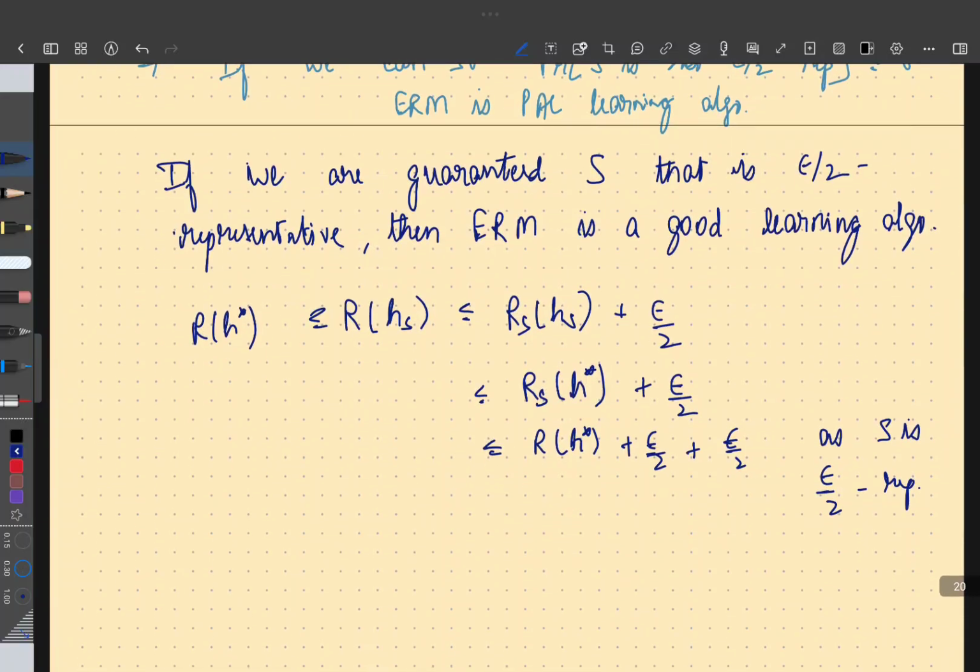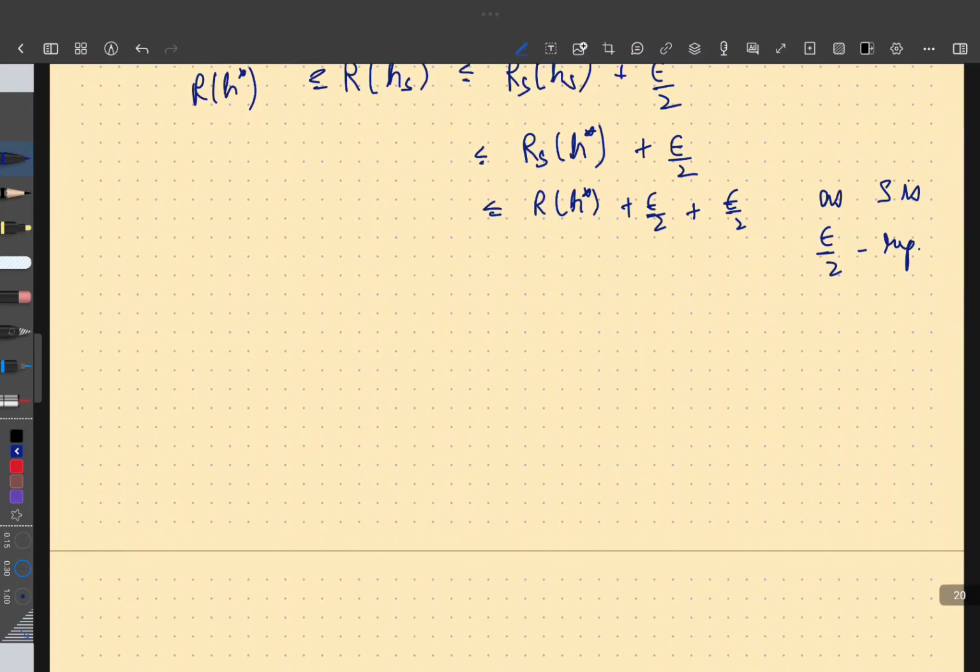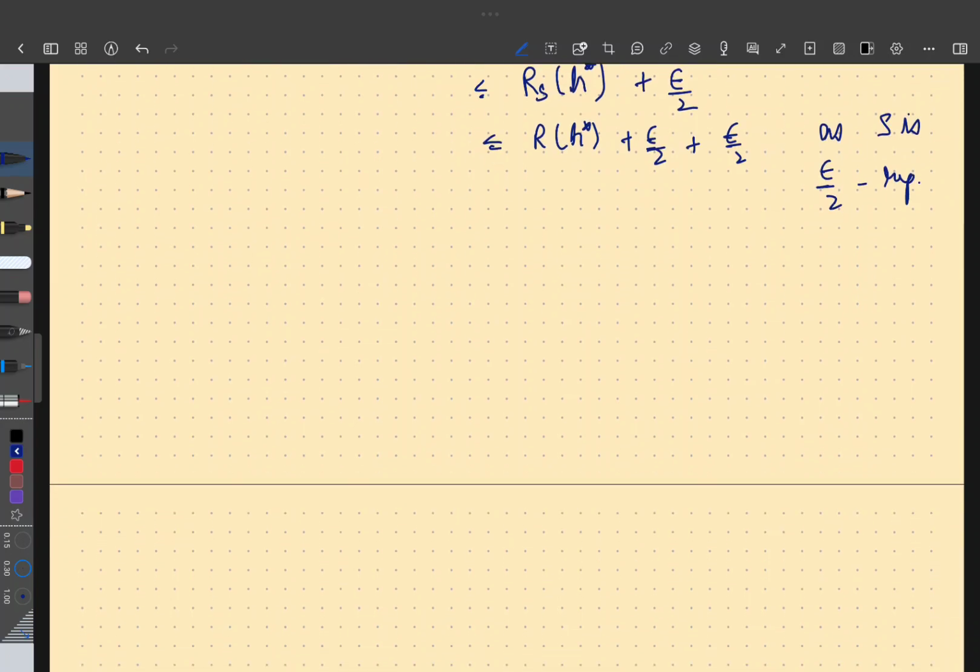Okay, but remember, all of this is for a given sample. So this is what is a good data set, if it's a good representative of the actual distribution. Now, in general, the data set is obviously a random quantity. So now we need to make a probabilistic requirement on the data set.